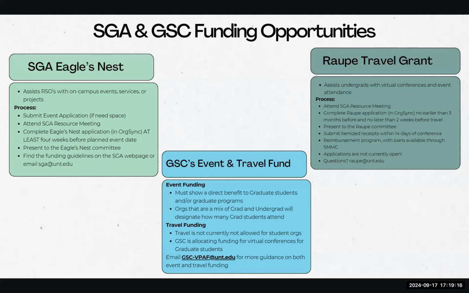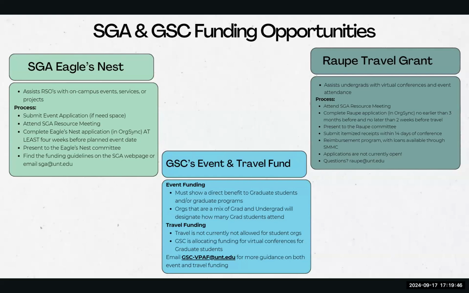And then you'll go to an SGA resource meeting, which you can even go to prior to doing the event application. You'll complete the Eagles Nest application, which is on OrgSync, and it has to be done at least 4 weeks before the planned event date. And then you'll do a presentation to the Eagle Nest committee. You can also find the full funding guidelines on the SGA webpage, or you can email sga@unt.edu if you need more information about SGA Eagle Nest.